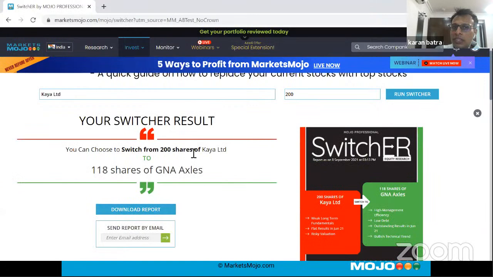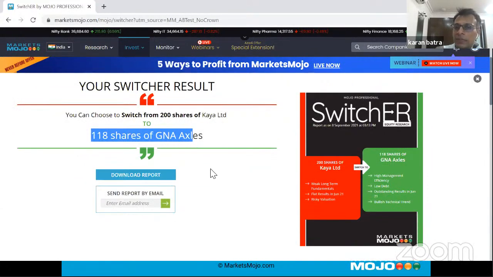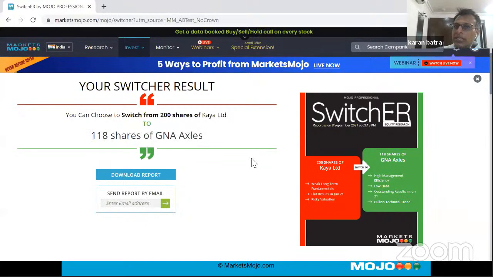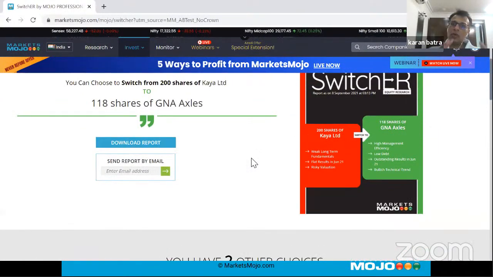So if I hold 200 shares of Kaya, the system is telling me get out of Kaya and put in 118 shares of GNA Axle. Now you can download this report. This is a real-time research report that gets generated when you push this button, or you can even send it to yourself in email. This is a switch report. This report will have details of why to switch out of Kaya and why to get into GNA Axles. So let me download this report.